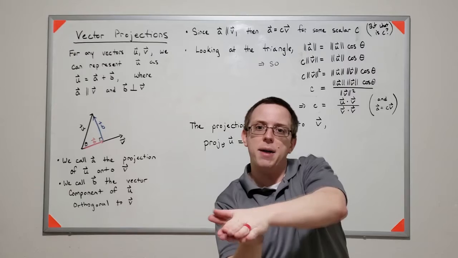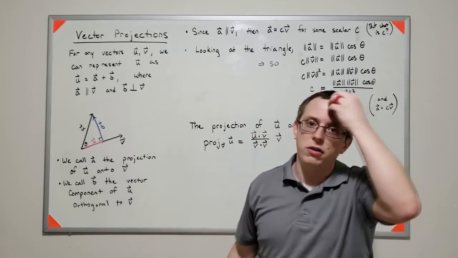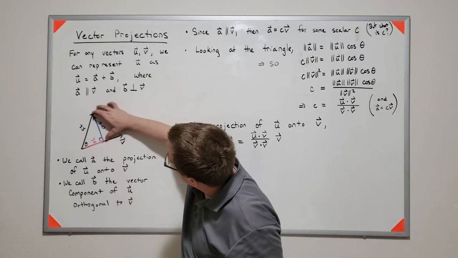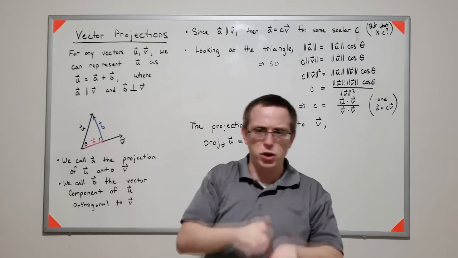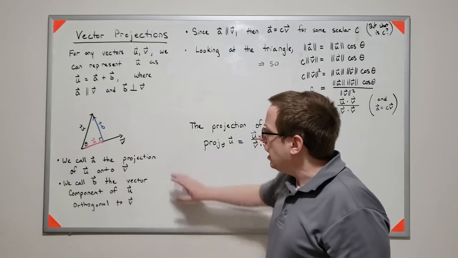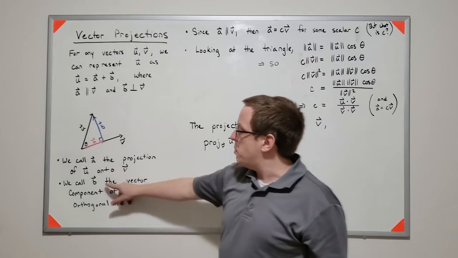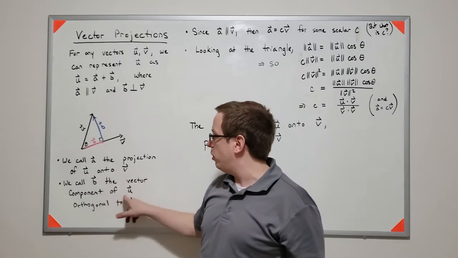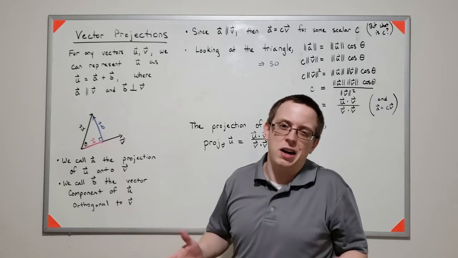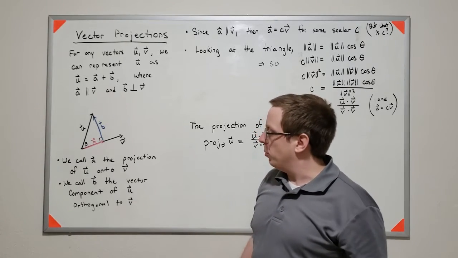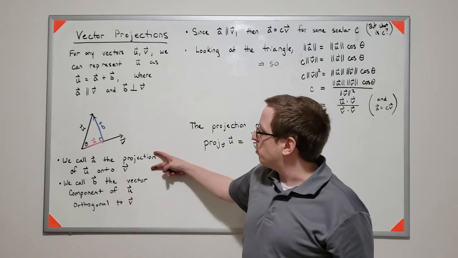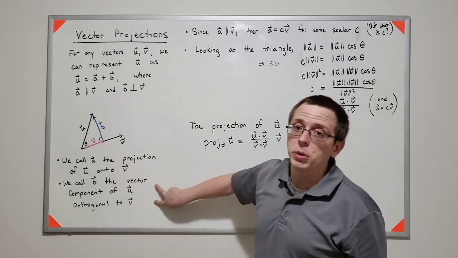So if I were to collapse u directly onto v, I would lose all of the data for b, and I would just have a. And that's the idea of why it's called projection. And this vector b is called the vector component of u orthogonal to v. Now that's not as straightforward to remember, but you usually think of things in terms of the projection and its complement.